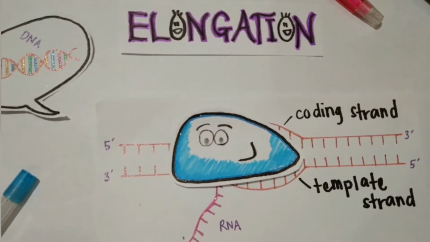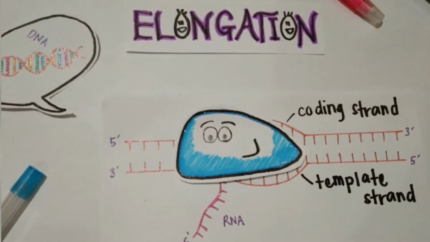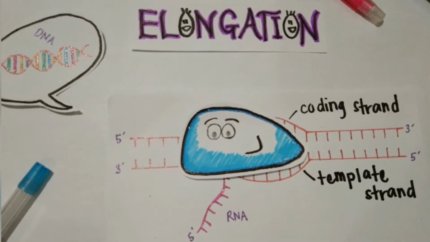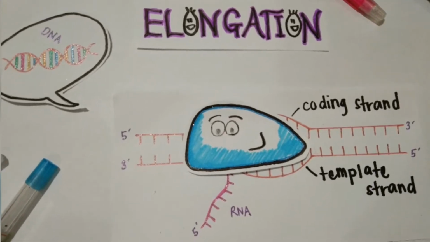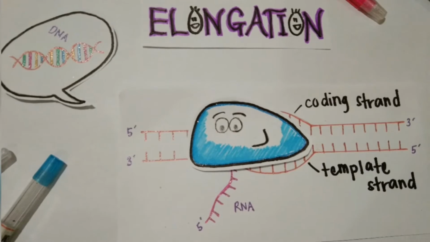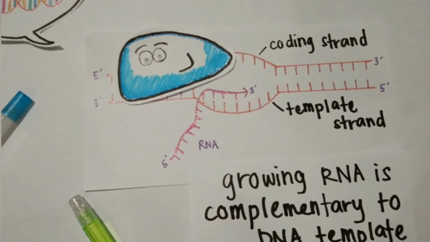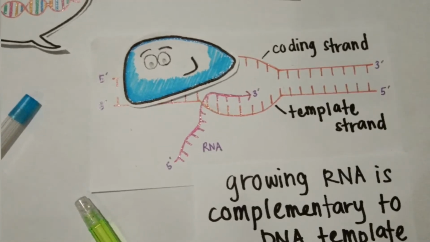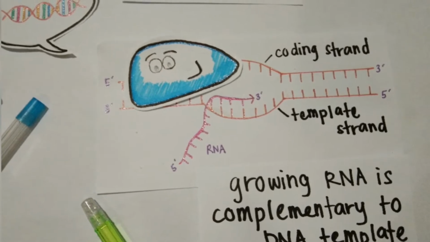RNA polymerase moves downstream along the template. The RNA polymerase catalyzes the adding of RNA nucleotides, forming a growing RNA strand, which is complementary to the DNA template.